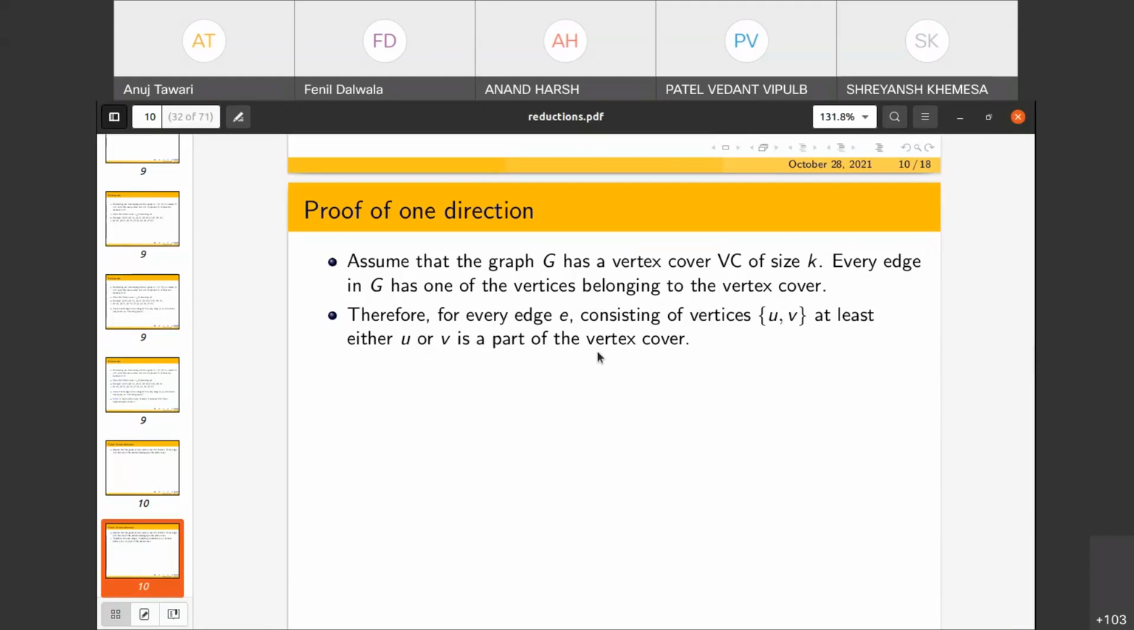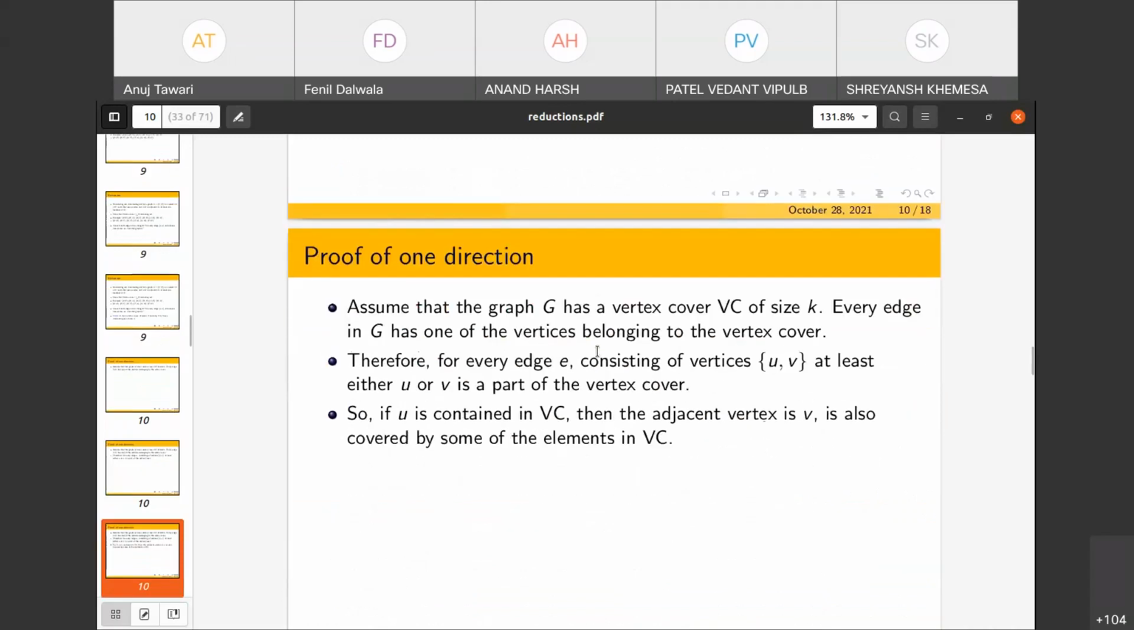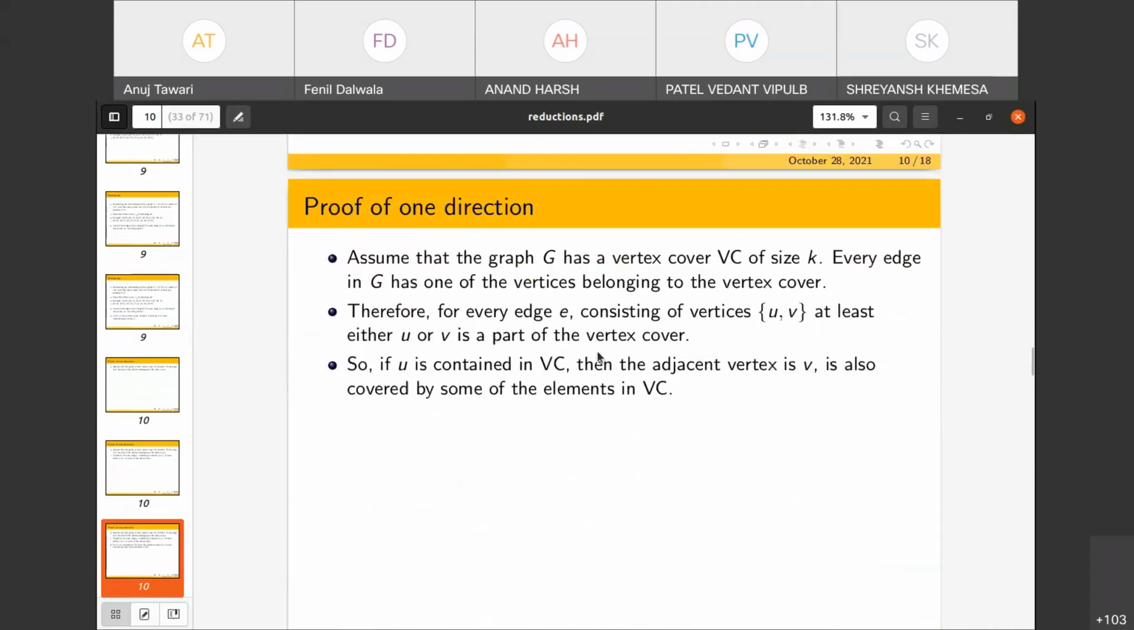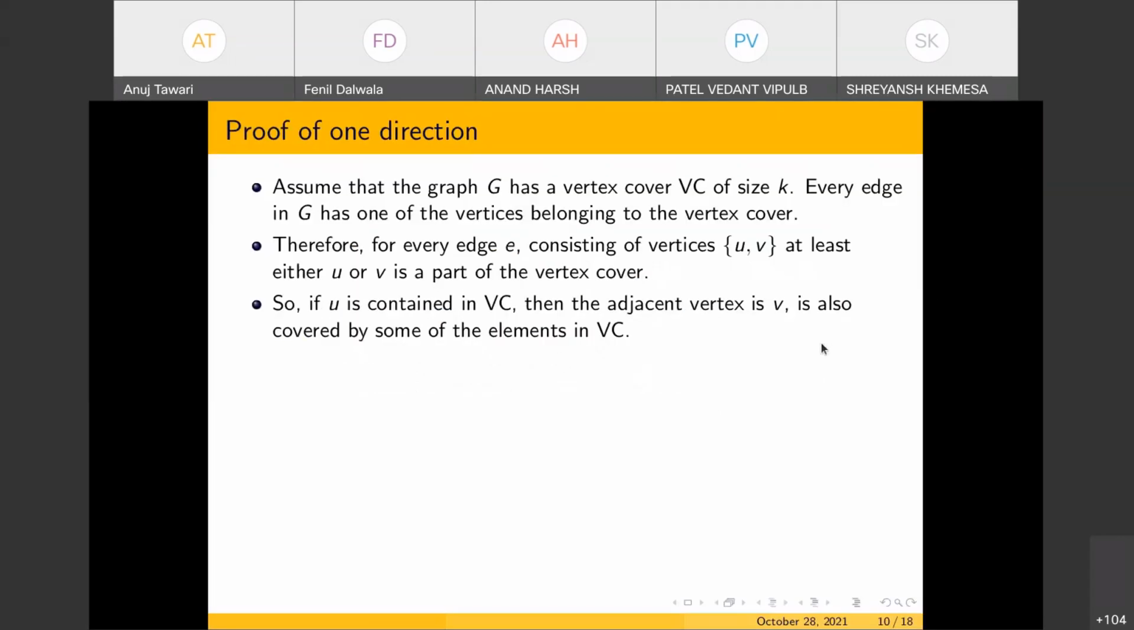So now, how do we proceed? Okay. If U is contained in the vertex cover, then the adjacent vertex V is also covered by some of the elements in the vertex cover.